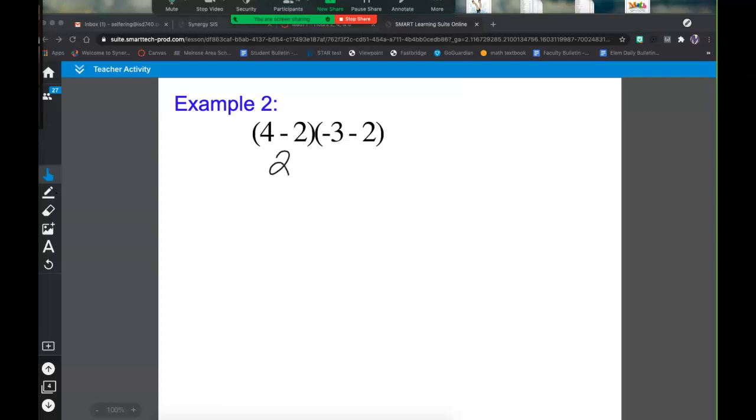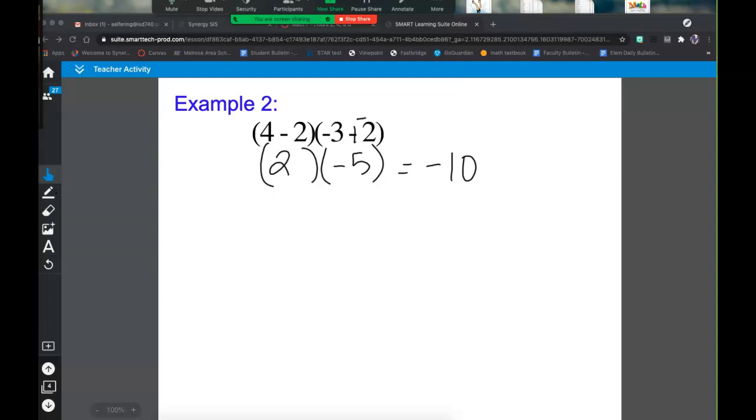Okay, 4 minus 2 is 2. -3 minus 2 is what? Keep going. 5. Close. Or -5. -5. Remember, keep, change, change. -3 plus -2 is -5. When you have these two sets of parentheses next to each other, that means to multiply. So you're at -10. Questions there?